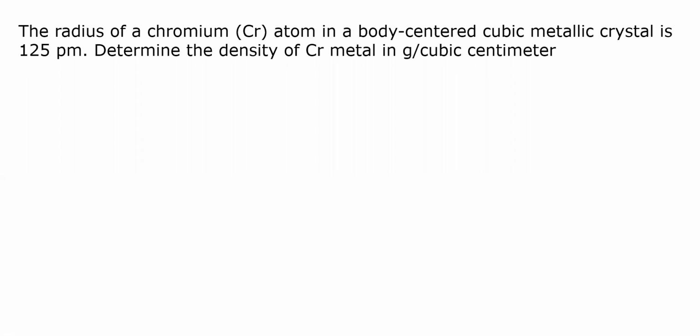So in this question, we know the metal is chromium. We also know that it's a body-centered cubic or BCC crystal. We know the radius of a single chromium atom, and we're asked to find the density of chromium metal.